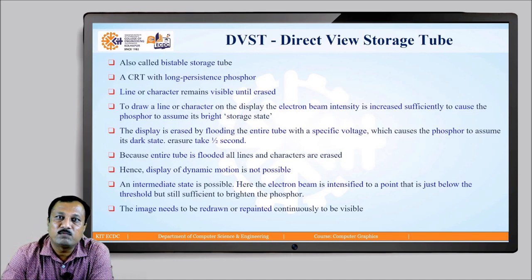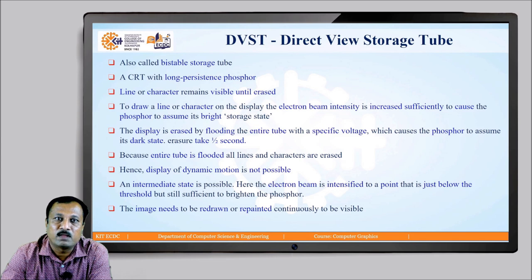The third type of display device is the direct view storage tube display device. It is also called a bistable storage tube. In this device, long persistent phosphor is used, due to which lines or characters remain visible until they are explicitly erased. In order to draw a line or character, the electron beam intensity is increased sufficiently so that the phosphor will assume its bright storage state.